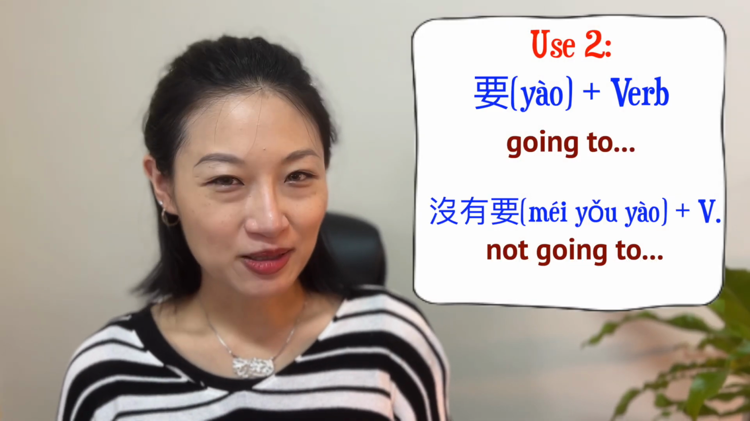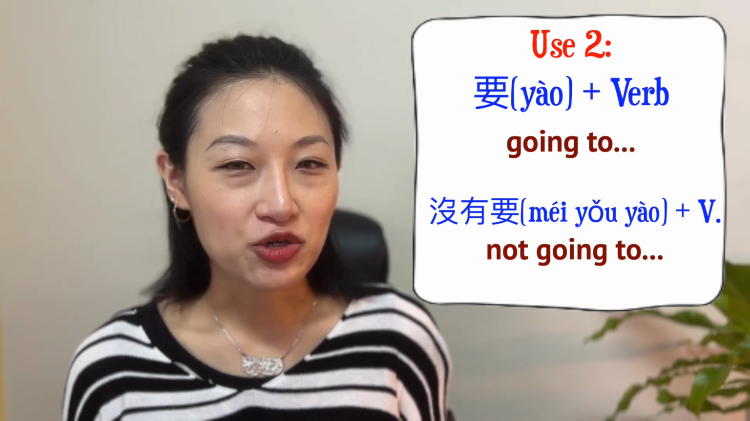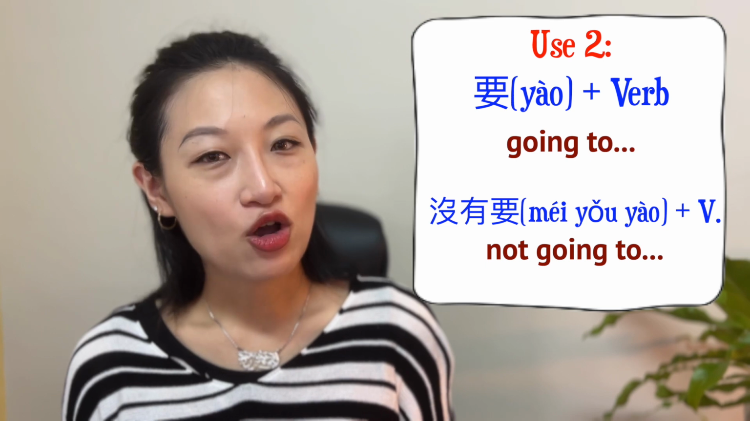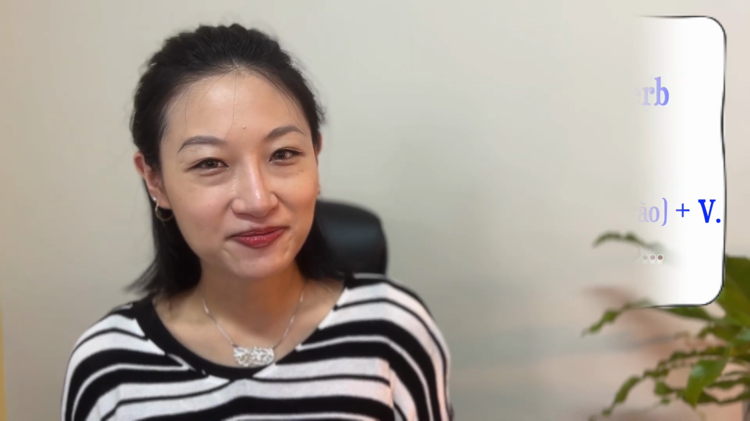要 in these clips is used as going to talk about plans or something that's going to happen. It often includes a time word. Let's continue our challenge by looking at another function of 要. Again, in the following 3 clips, 要 has the same meaning. Can you work it out?